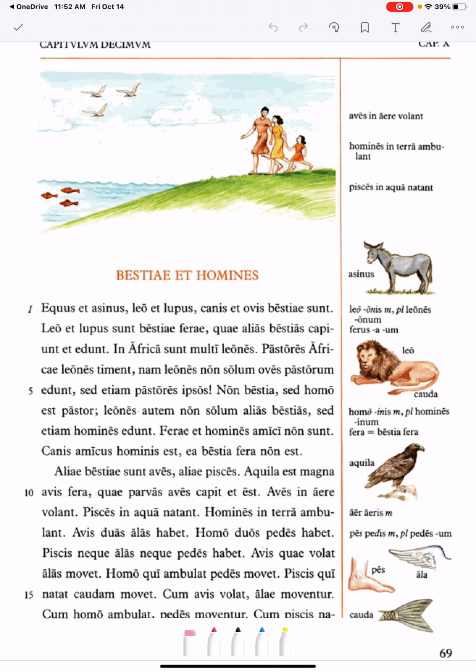So here we are, it's page 69. Equus, you already know, means horse, right? Equus, equi. Et asinus. And you see here a picture to the side of an asinus. Et asinus significat donkey. Equus et asinus. Leo et lupus. You already know what a lupus is. And now here's a picture of a leo. Canis et ovis bestiae sunt. Et canis, you already know, is a dog.